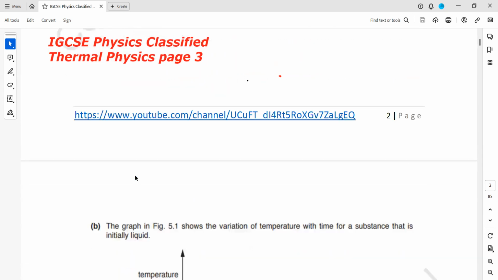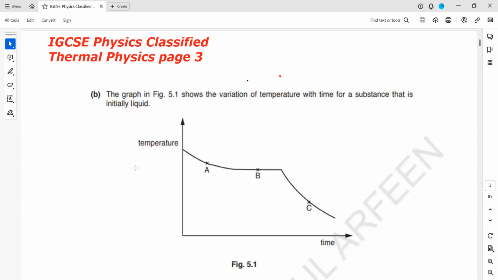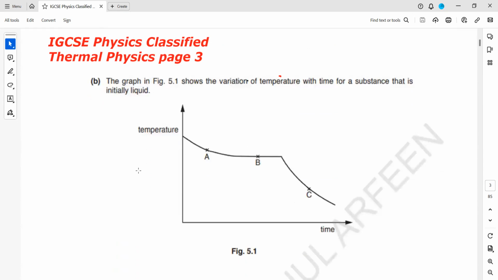Moving on to page 3. This is a cooling curve. How do you identify it's a cooling curve? Because you can see the temperature is decreasing. So in a cooling curve, the temperature decreases. So first, a substance cools down.